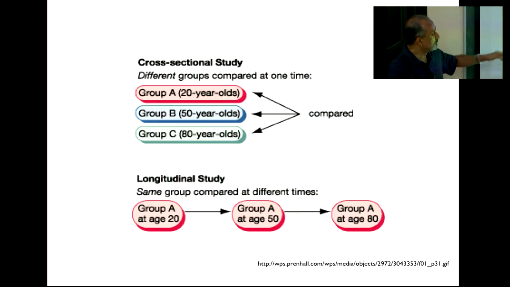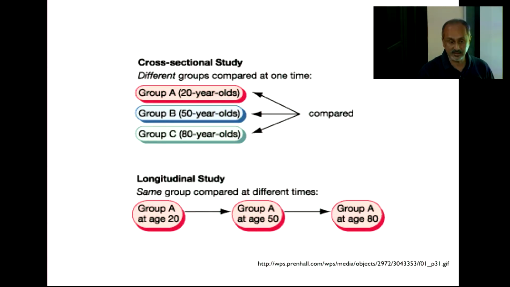So for example, you could have group A of 20-year-olds, 50-year-olds, and 60-year-olds, and you compare disease across these. A longitudinal study looks at the same group at different times. So for example, you could look at group A at age 20, and follow it in time. The same group at age 50, the same group at age 80. So this is a prospective study.